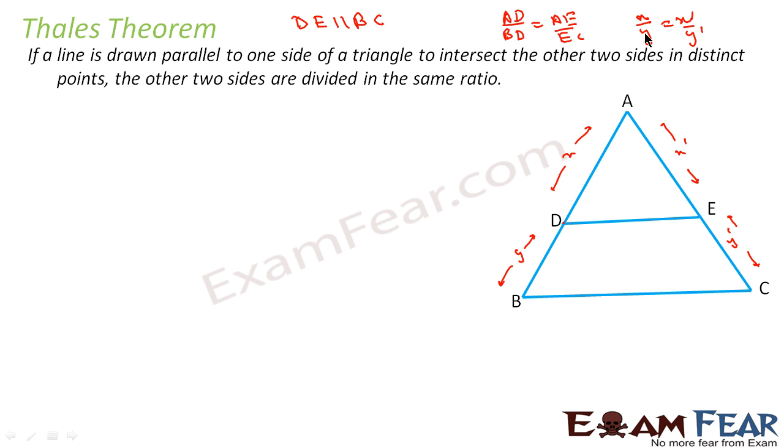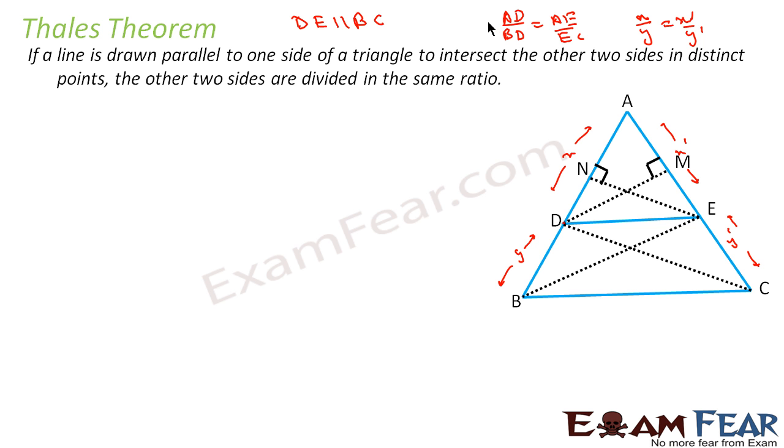We have to prove this. To prove this, let's do one thing. Let's connect BE and DC. BE and DC have been connected. Also, let's draw a perpendicular from E to AD and from D to AE and call them N and M. Why have we done this?